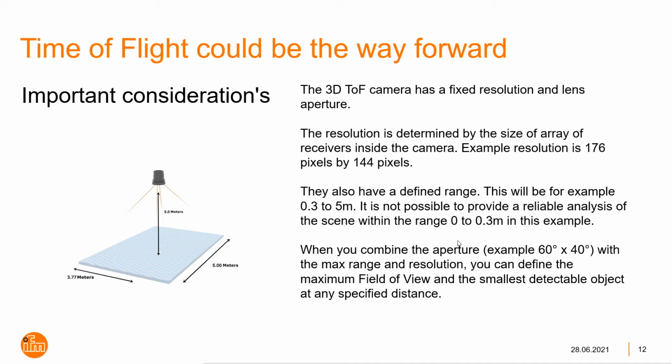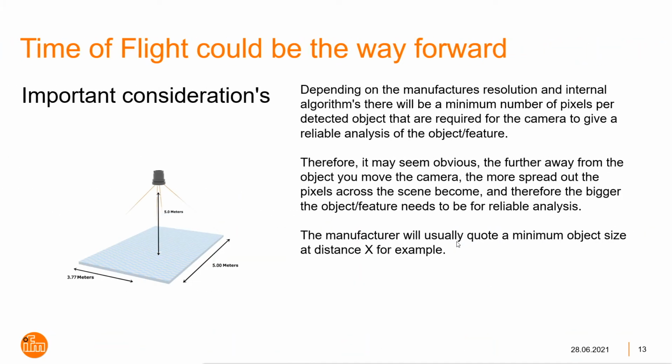And then we give you angle of aperture of the lens, and that means that you can then work out what your field of view is at whatever distance to the object it is. Just to pop back to the resolution side of things: the resolution is fixed, the array size is the same. Field of view is also fixed at a certain distance. And then what we need for reliable detection is a number of pixels, say 9 pixels, to hit an object for us to be able to reliably analyze that object or feature.